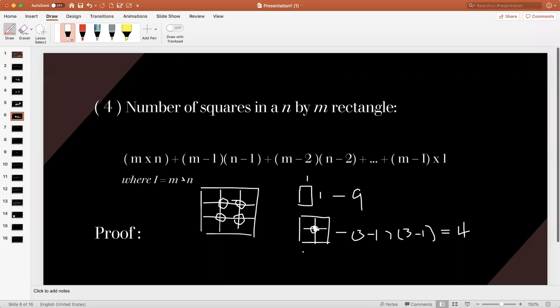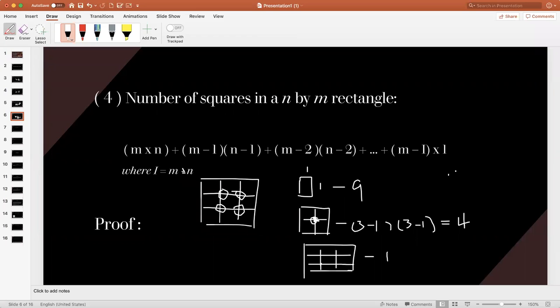And then now we move on to 3 by 3 squares. We only have one of them in this 3 by 3 grid. So after we add them up, we have 14 of them in total. And this is how we counted by casework.